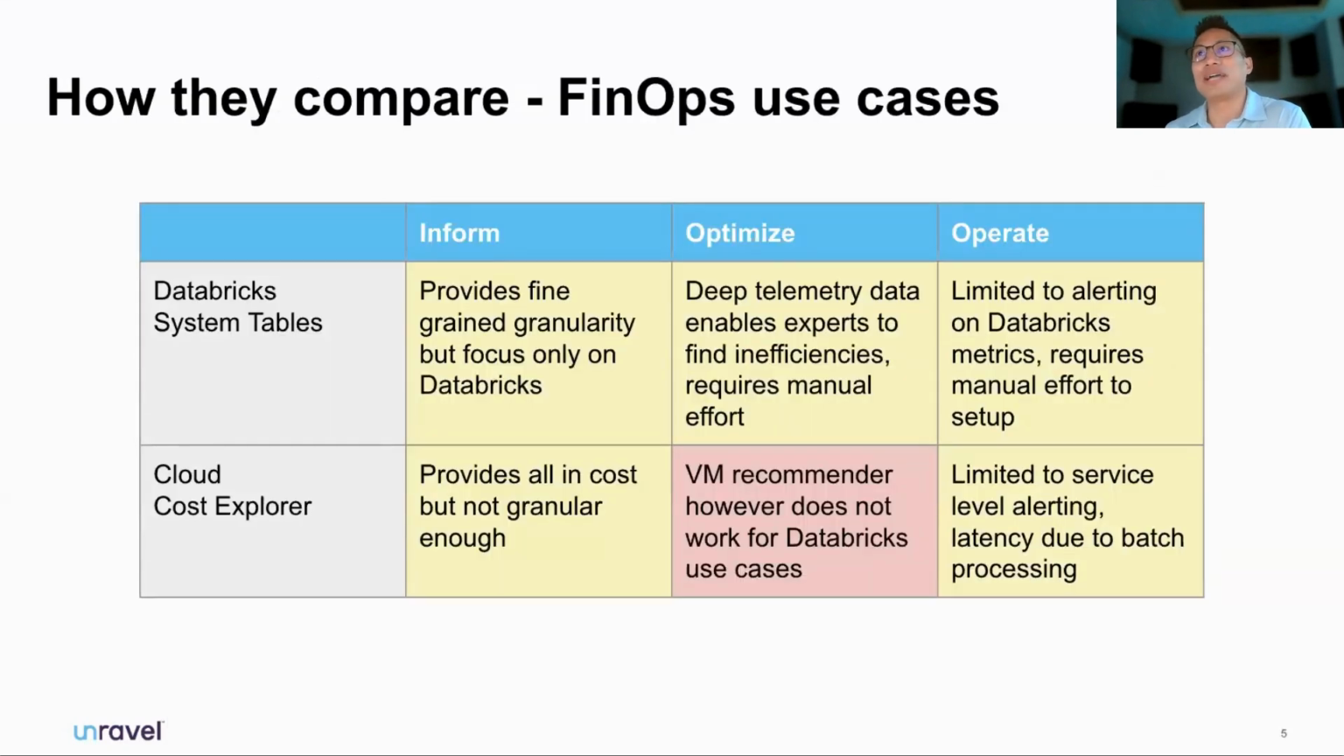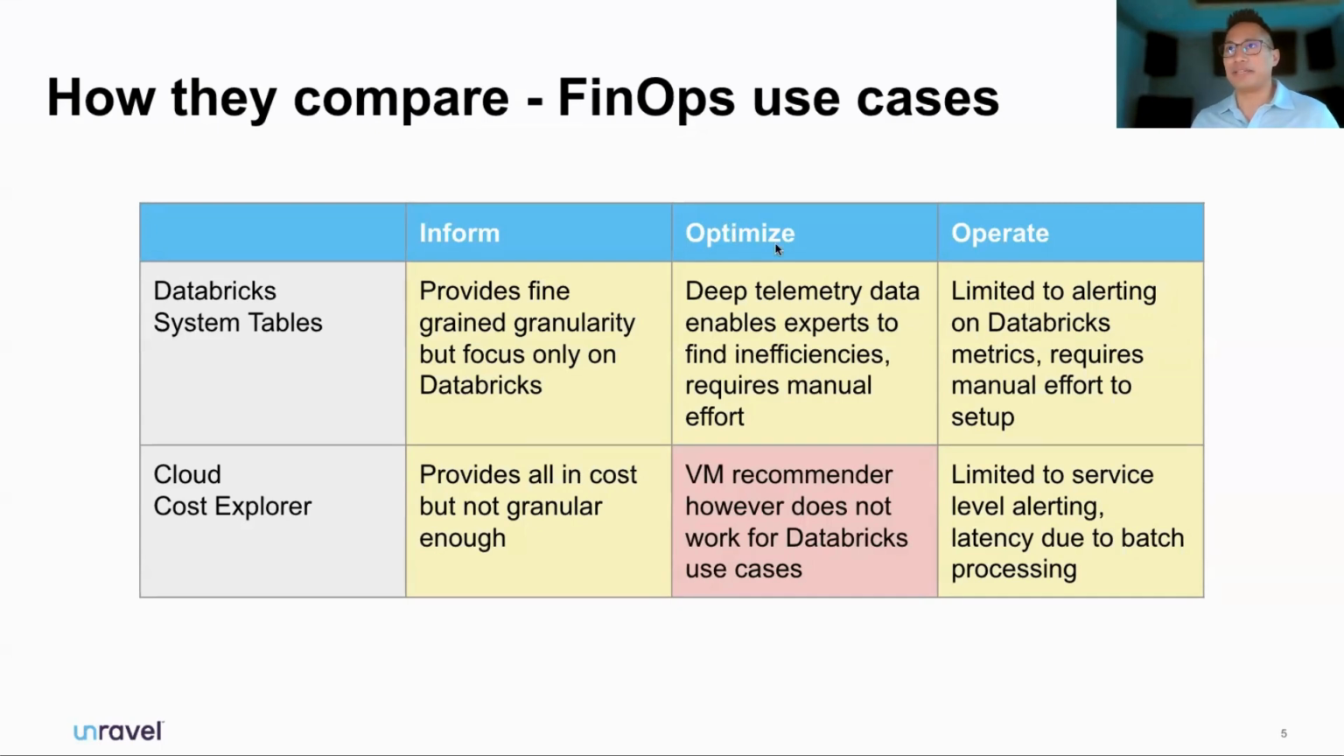So to recap, how these tools compare for FinOps specific use cases, if we take the inform stage, Databricks system tables provides really good fine-grained granularity on costs and attribution to specific users and departments, but the focus is only on Databricks. For Cloud Cost Explorer, the benefit here is it does provide an all-in cost, but it's at that service level. So here's your VM spend, here's your Databricks spend. And if I want to get even more granular, you don't get that out of the box.